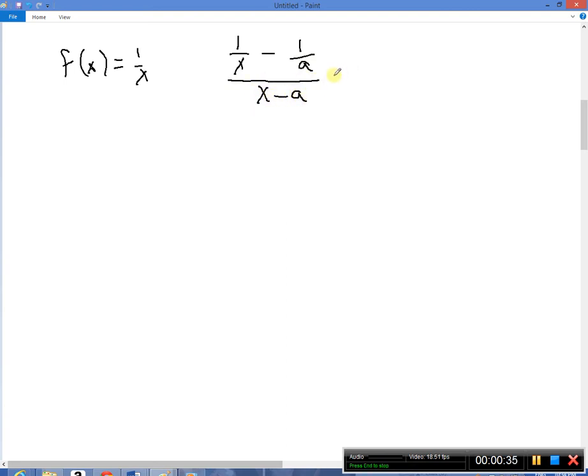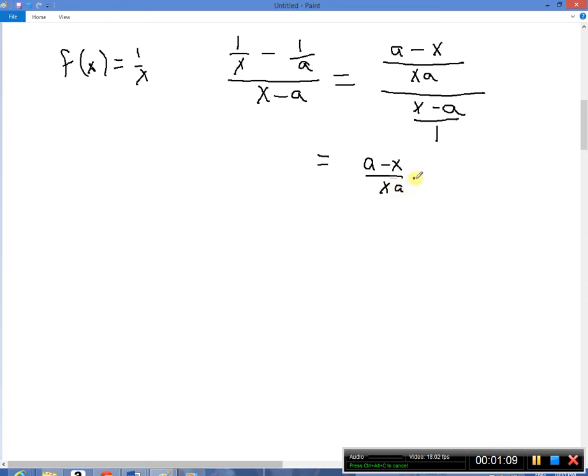From here on, this is algebra, so you have to get a common denominator on top. The common denominator is x times a, and you have to multiply the first fraction by a, and the second fraction by x, and then you still have to divide by x minus a. So this is just getting a common denominator on the top. Then you have to treat the bottom part as a fraction. So you flip the bottom and multiply by it. So that's going to be (a minus x) over xa times 1 over x minus a.